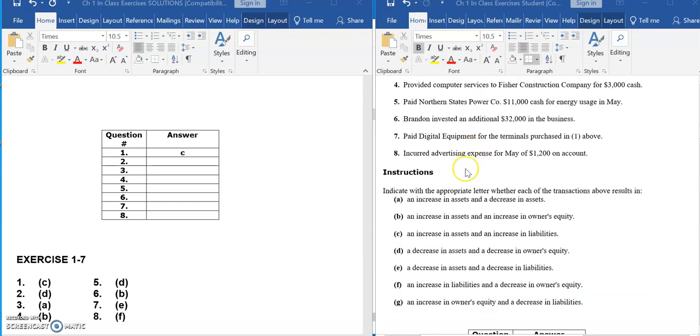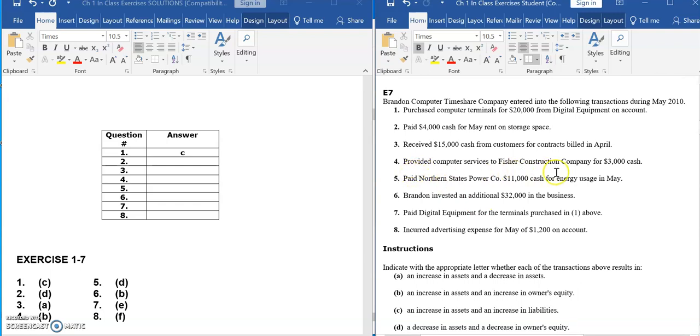So for number 3, we have both a decrease in assets, and we also have, well, let's see, I'm not seeing the answer. Oh, here it is, an increase in assets and a decrease in assets. So the answer to that one is A.